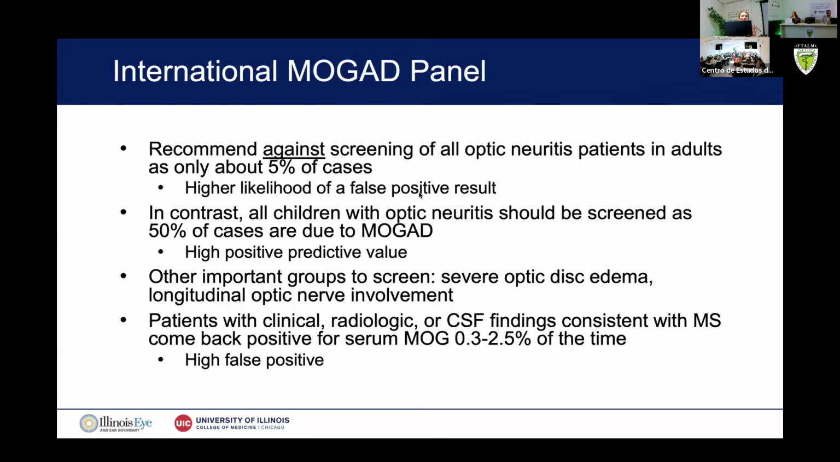The caveat is, if a kiddo comes in and they have signs of demyelinating disease, they should be tested because the rate of MOGAD-associated demyelinating disease in this group is much higher. So it represents 50% of cases of optic neuritis in kids versus 5% in adults. And then lastly, if someone has findings consistent with MS, lesions disseminated in space and time, we don't need to test for MOGAD in this group as there's a risk for a false positive, muddying the diagnosis.